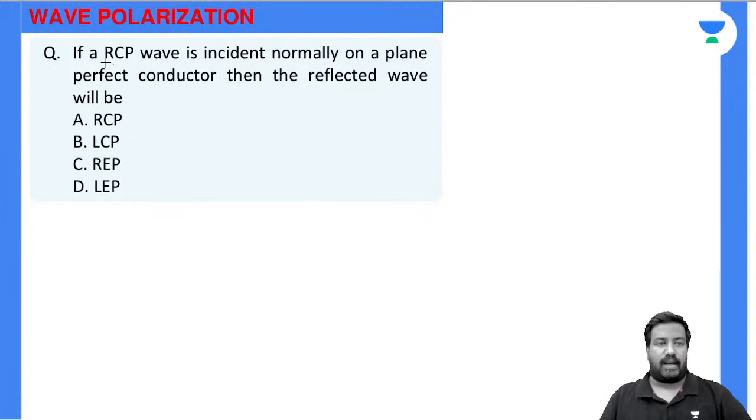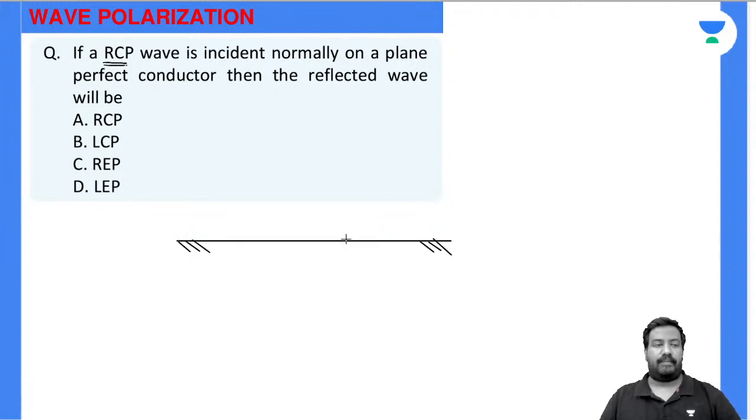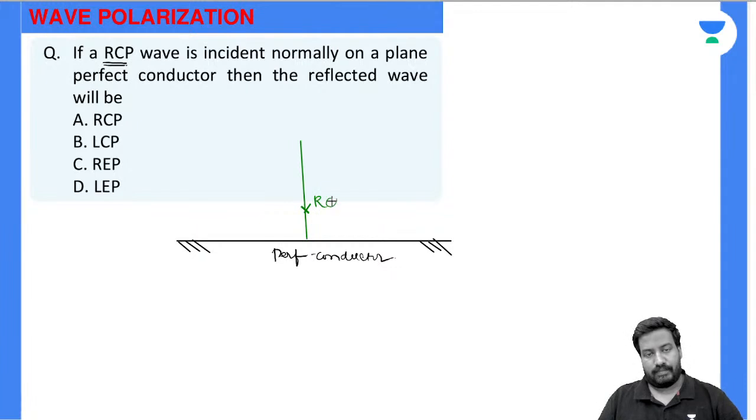Next, a right circularly polarized wave is incident normally on a perfect conductor. Perfect conductor will not absorb any energy. Then the reflected wave will be.